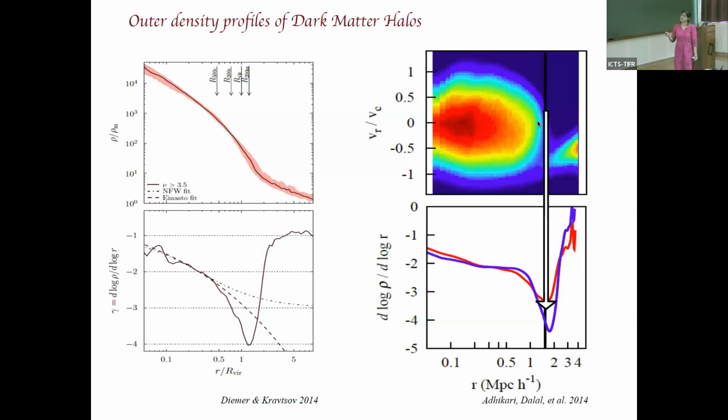This is a stacked density profile on the top panel and the logarithmic slope on the bottom panel. The slope of the density profile becomes very steep near the edge, somewhere near the virial radius. It can become much steeper than NFW, which is this dot-dashed line, approaching even -4 or greater in some cases. So essentially, this is telling us that the one halo term has a sharp cutoff somewhere, and that cutoff is tracing this phase space boundary.